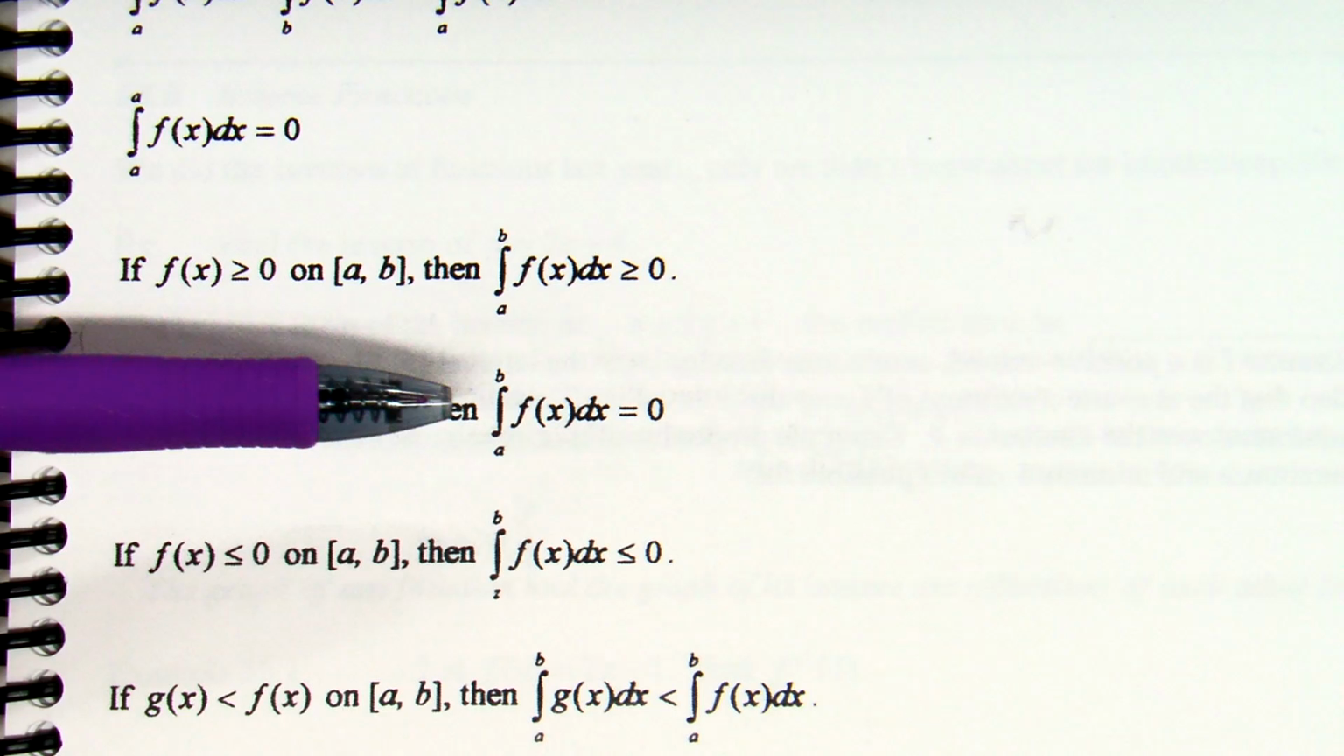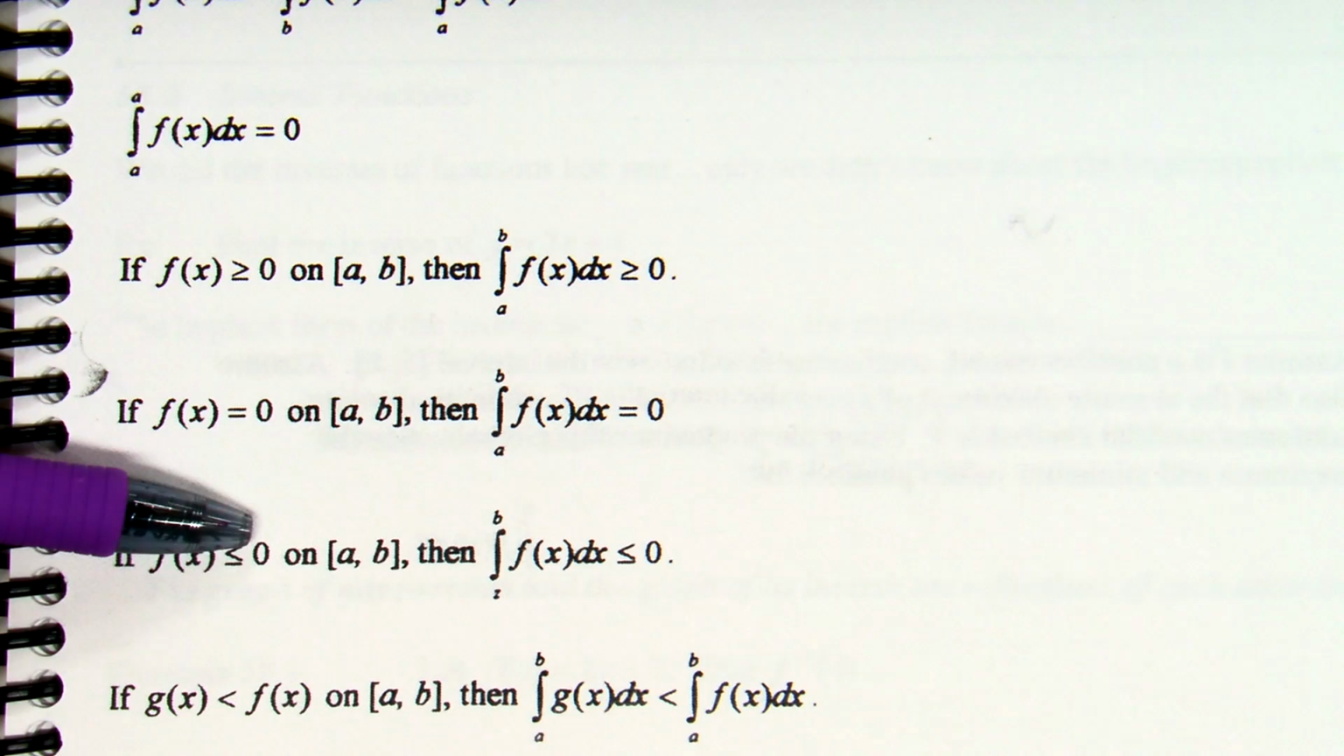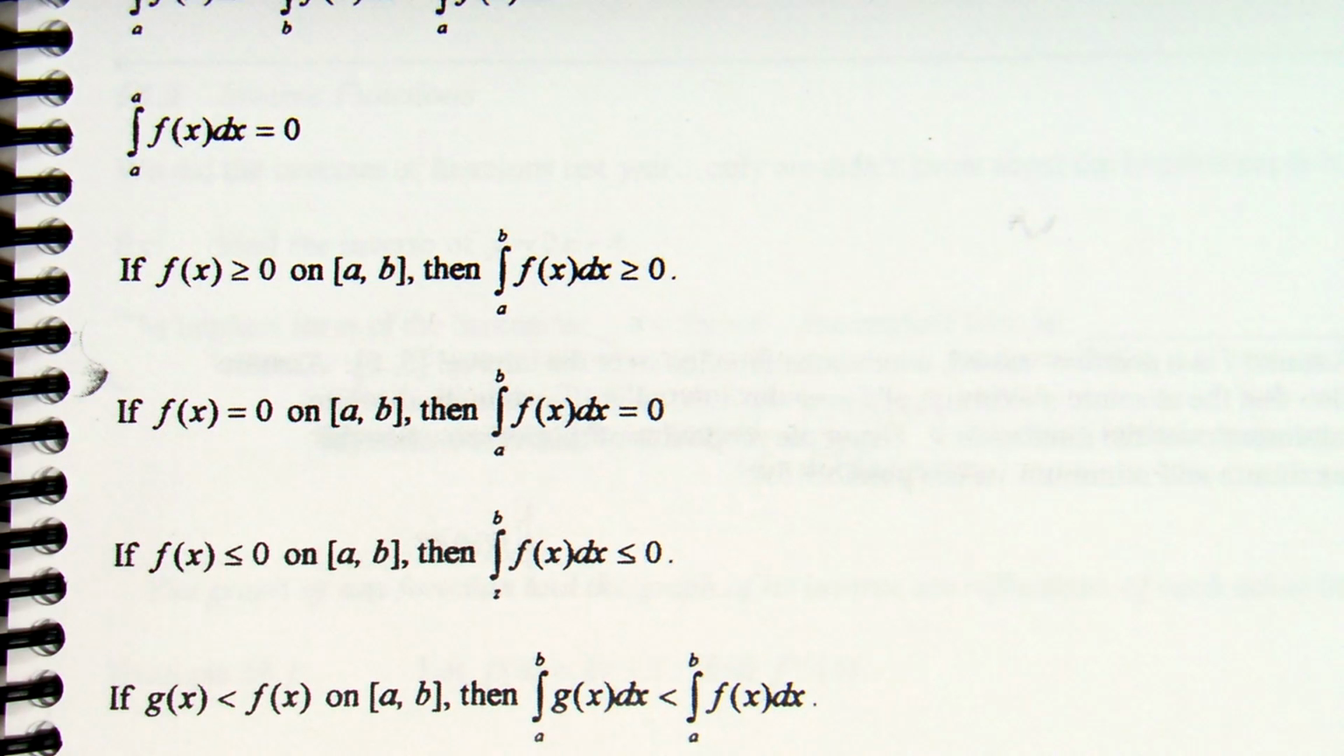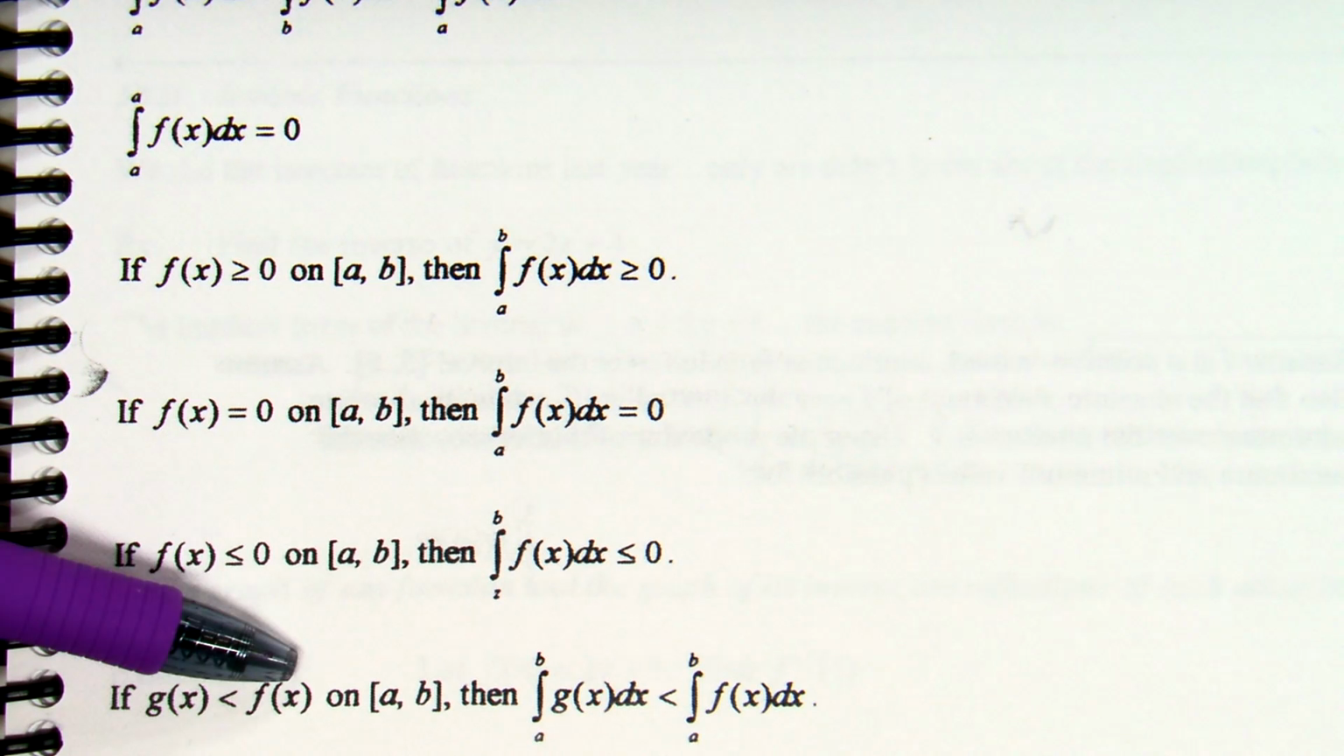If a function is less than or equal to 0, so negative on a certain interval, then so is the integral. It is also less than or equal to 0. Okay? Carrying along with that same idea, if g of x is less than f of x, so if one function is less than the other function, then same thing is true of their integrals. And finally, if two functions are equal on a certain interval, then their integrals are equal. So some of that seems to me kind of logical.